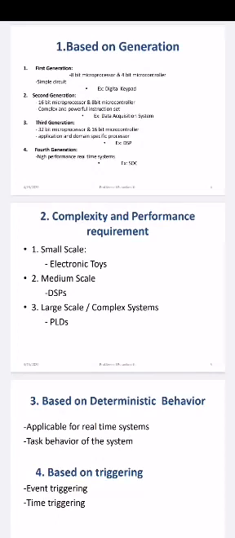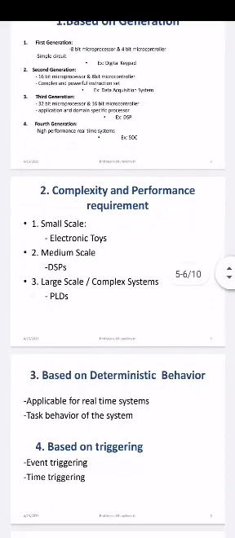In medium scale embedded systems, the hardware and software are slightly complex. These are built with a 16 to 32-bit microprocessor or controller, and they contain an embedded operating system for functioning. An example is digital signal processing.